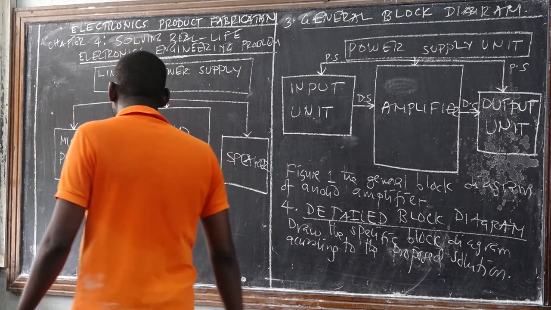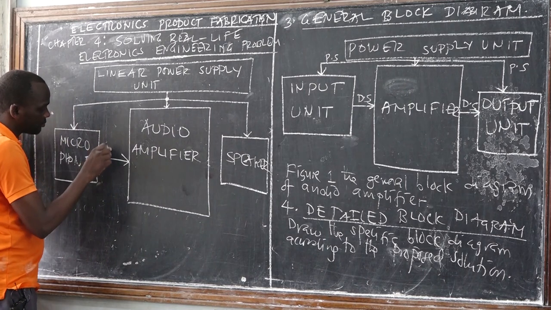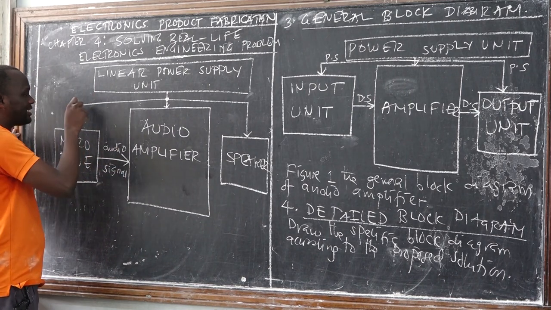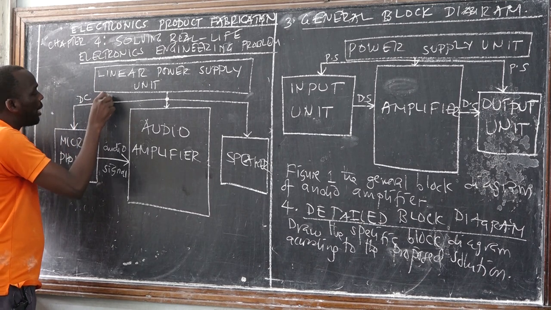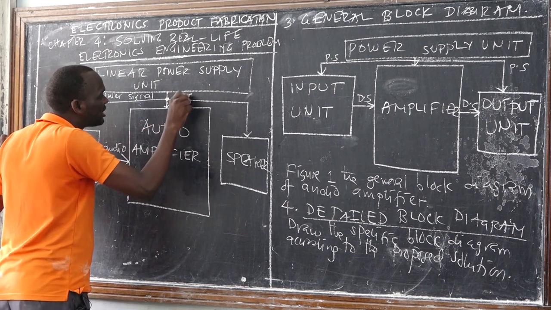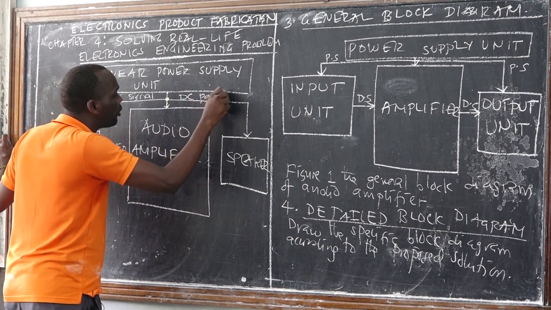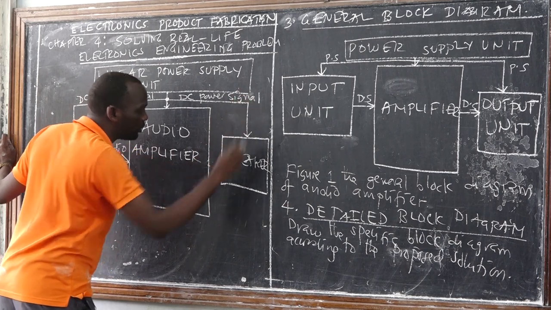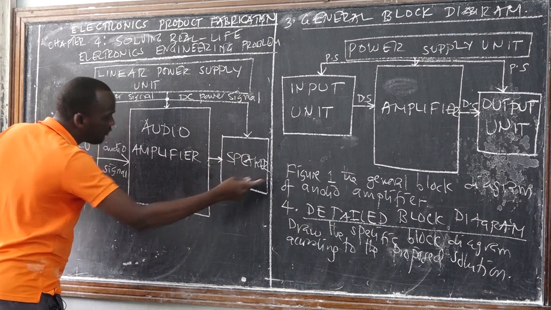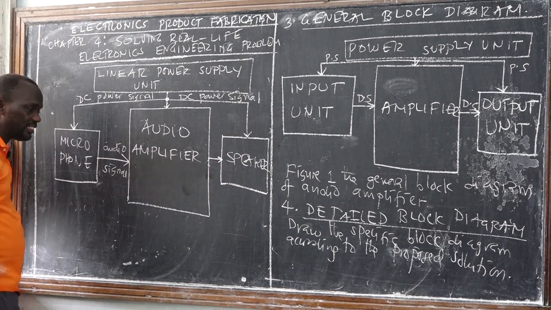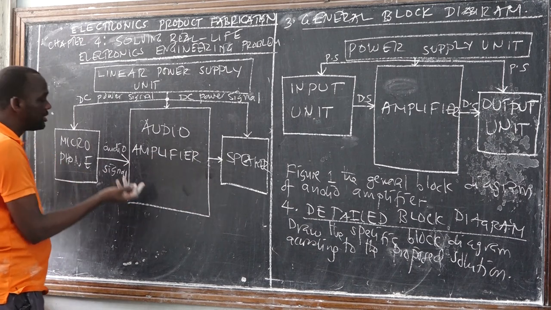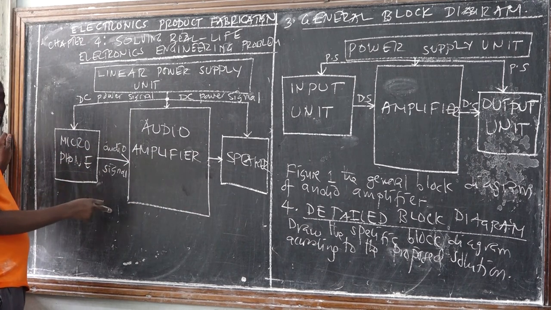So this is what? Audio signal. In most cases, this is a DC power signal. If you don't want to go into too much detail, this is a DC power signal, if you want to understand electronics. Then once the audio amplifier amplifies the signal, it delivers the signal to the speaker. This we call an amplified audio signal.